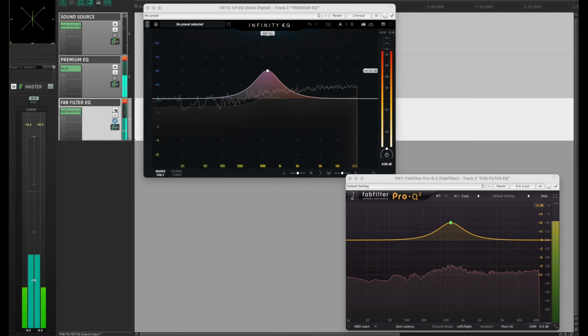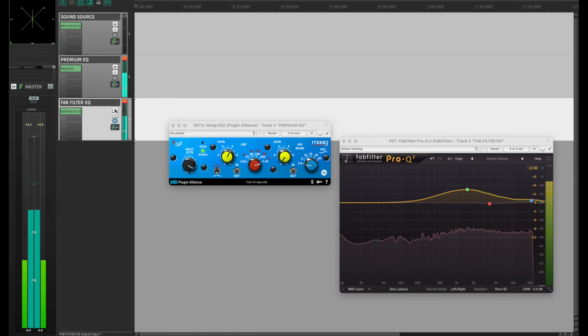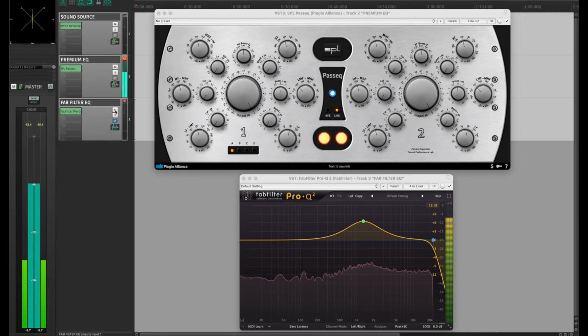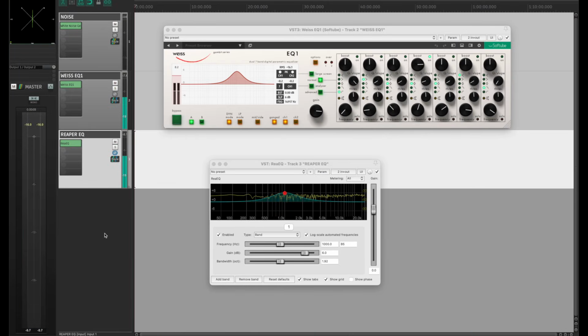Here's the Slate Digital Infinity EQ. Meg EQ2 developed by Brainworks through Plugin Alliance. The Millennia EQ developed by Brainworks, available through Plugin Alliance. Here's the SPL Pass EQ, available through Plugin Alliance. The Vice EQ1 by Softube. Now for Softube's Curve Bender recreation.